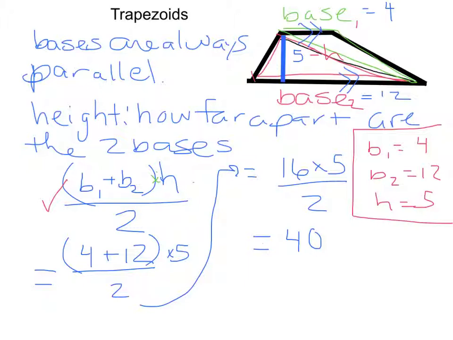And that's it for a trapezoid. So remembering that our two bases are always parallel to each other. The height is how far apart they are. That we first have to add, then multiply, then divide. And again, our units are centimeters squared.